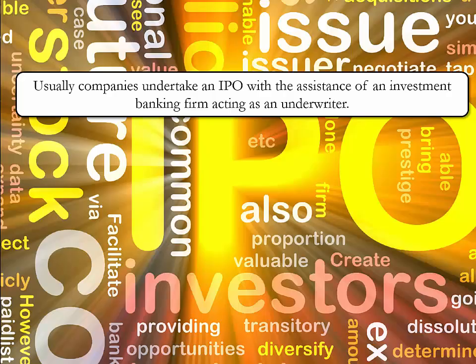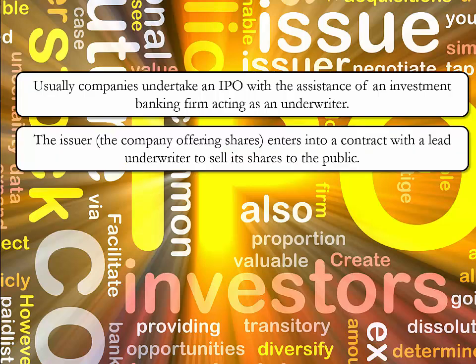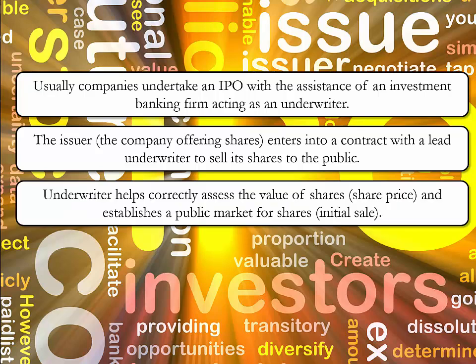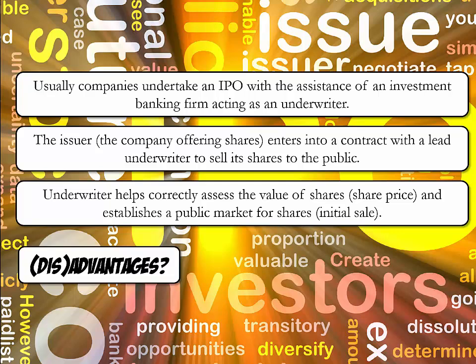Usually, companies undertake an IPO with the assistance of an investment banking firm or a syndicate of investment banks which act in the capacity of an underwriter. The company offering shares, the issuer, enters into a contract with a lead underwriter to sell its shares to the public. The underwriters help correctly assess the share price and establish a public market for shares.